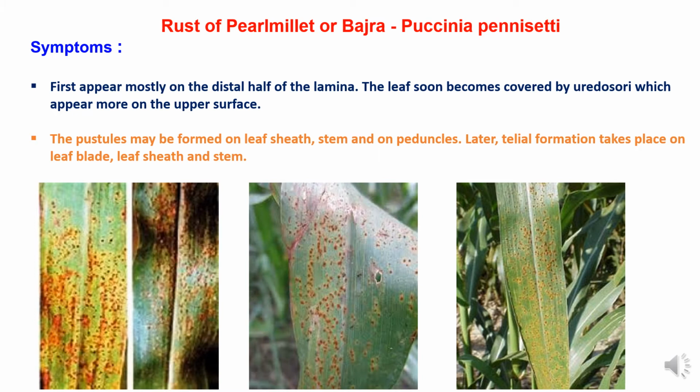Later, telial formation takes place on the leaf blade, leaf sheath, and stem. White brownish uredia are exposed at maturity. The black telia remain covered by the epidermis for a longer duration.